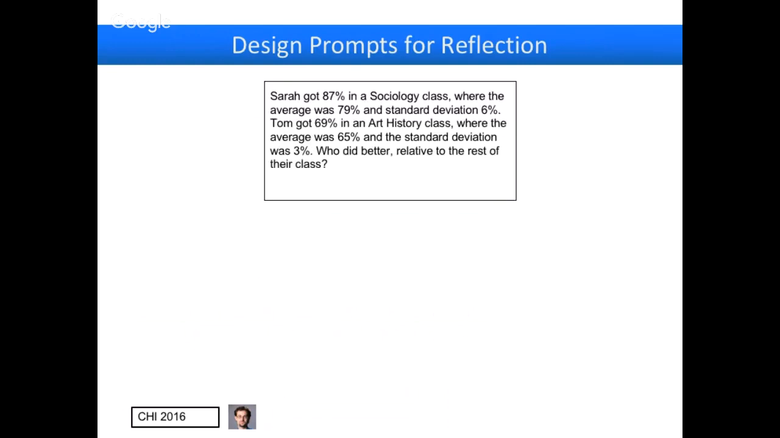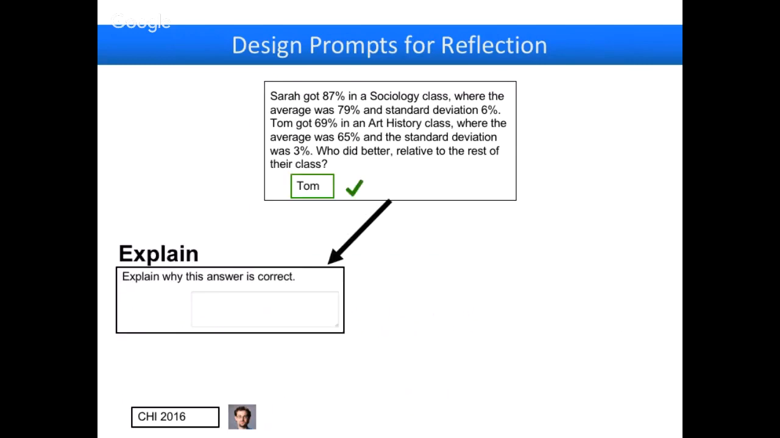So I use this theory to try and design prompts that would help people to reflect. In this study, which we ran with crowd workers, we gave them statistics problems. People would see the problems, they'd attempt them, and then be told the correct answer. After seeing the correct answer, we then prompt them to reflect.